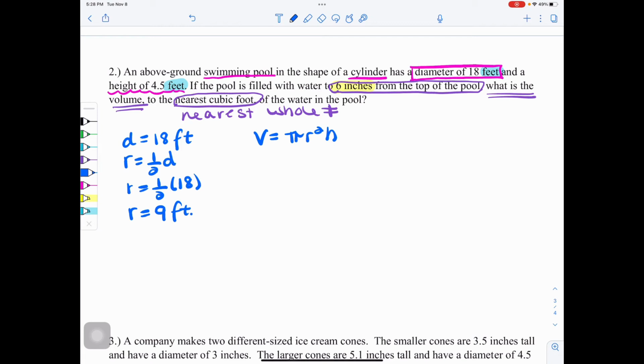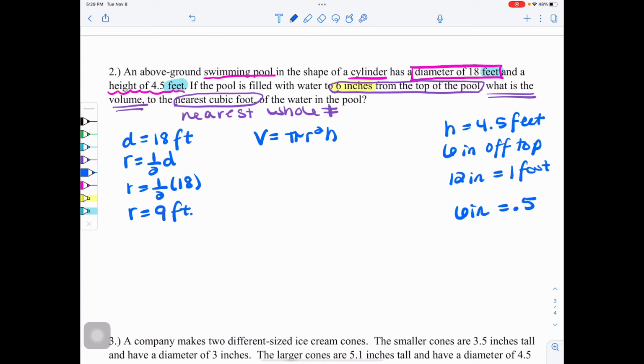Now the height. The height of the pool itself is 4.5 feet. So I'm going to come over here and write that down. But then they told us we're not going to fill it all the way up. We're going to leave it 6 inches from the top. Now, this is where we had an issue with units matching. Currently, I've got 6 inches when everything else is in feet. So I'm going to think to myself, how do I change inches into feet? Well, how many inches are there in a foot? There are 12. There are 12 inches in 1 foot. So 6 is half of 12, which means 6 inches would be equal to half a foot.